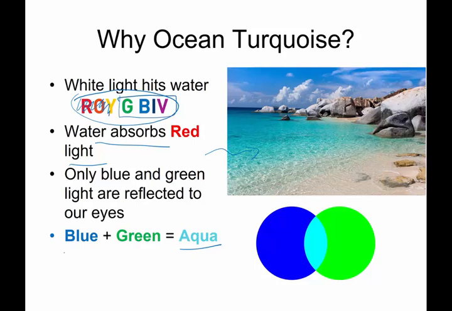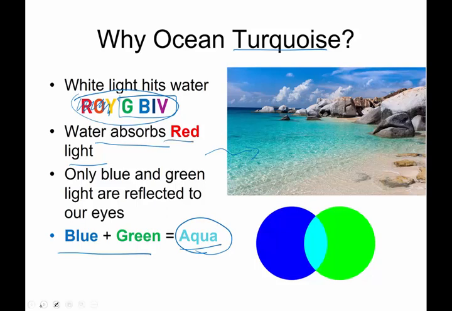And if you start mixing green and blue light together, what do you get? You get a color called turquoise or aqua, depending upon its intensity or depth. And those are the only colors that are left to hit our eye, because the water has basically used all of the red light to make heat.